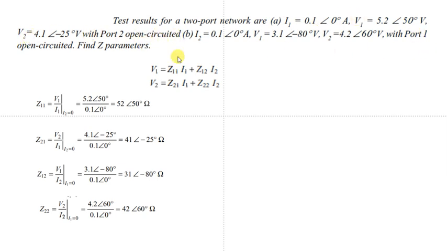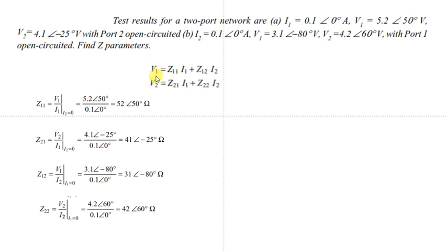Similarly, with port 1 open circuited, test results are I2 is equal to 0.1 at an angle of 0 amps. Voltage V1 is equal to 3.1 at an angle minus 80 volts. Voltage V2 is equal to 4.2 at an angle 60. So these are the two test results with port 1 and port 2 open circuited. First reading is port 2 open circuited. Second reading is port 1 open circuited. You have to find Z parameters.